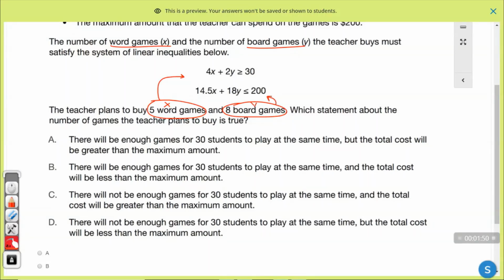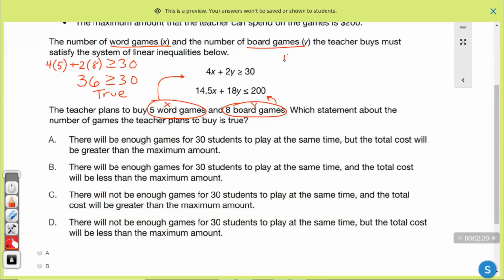So let's start off with the first one. I'm just going to plug in 4 times 5 plus 2 times 8. And we're going to check, is it greater than or equal to 30? And if you take a moment and plug that in, you find out that the result is 36. And that is greater than or equal to 30. And therefore, it makes the first thing true. In other words, we'll have 36 total games, which is more than enough for our 30 students. So it satisfies our first inequality.